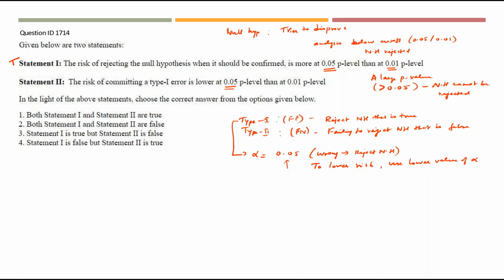It means when I keep it at the 0.05 level, we have a high risk of committing the error. But here it says the risk is lower at the 0.05 level, which is wrong. This statement is false. Risk is more at 0.05 and risk is less at lower values. To lower risk, we have to lower the value, right? So it can be 0.01. So this is telling the converse. Option 3, statement 1 is true but statement 2 is false, will be the right answer.